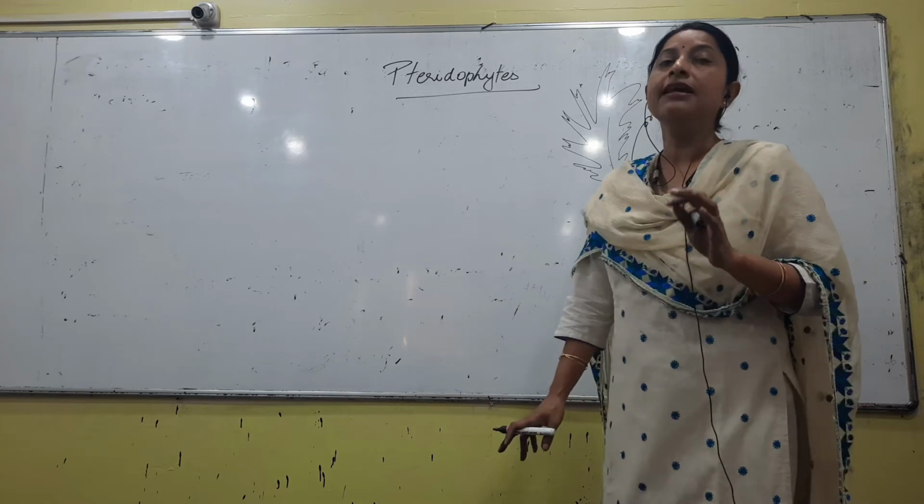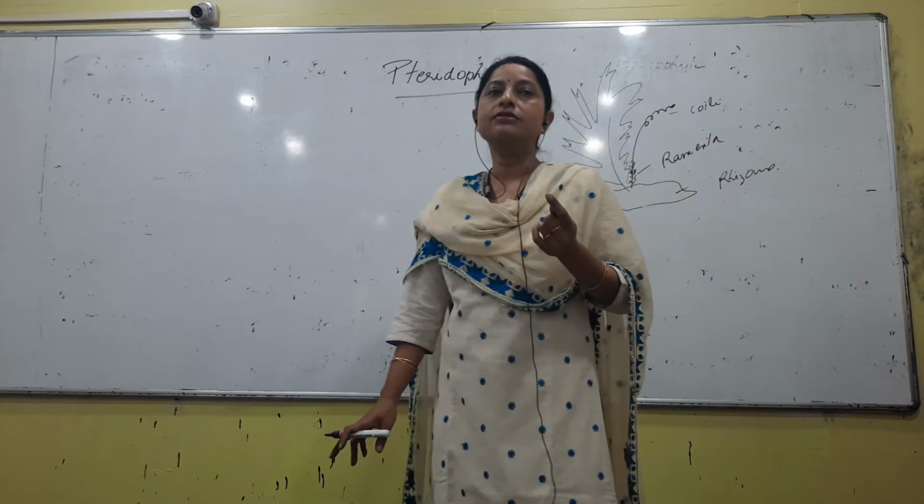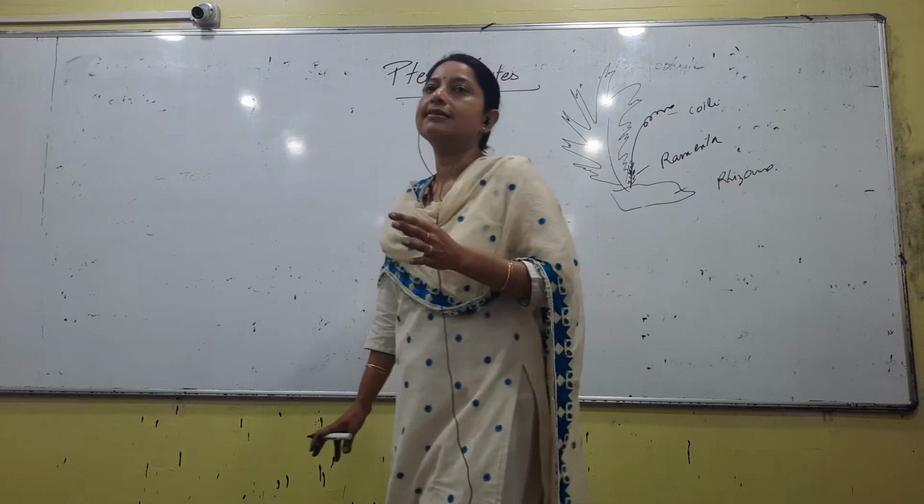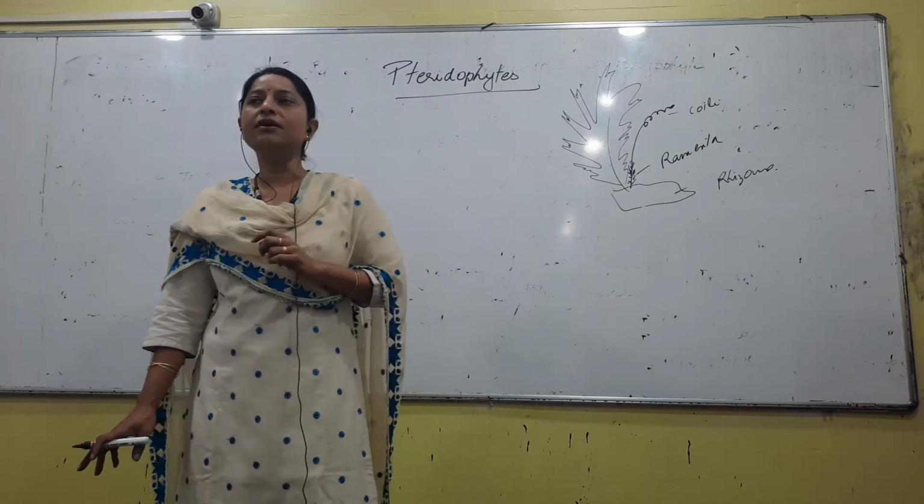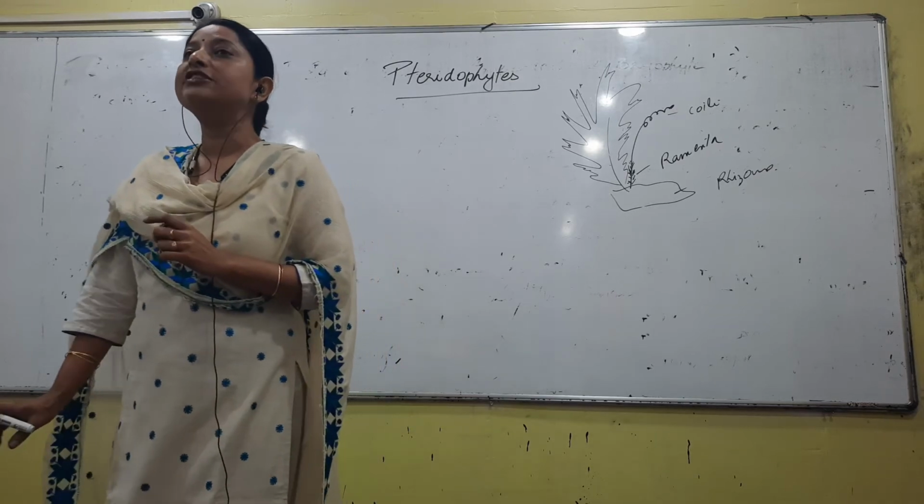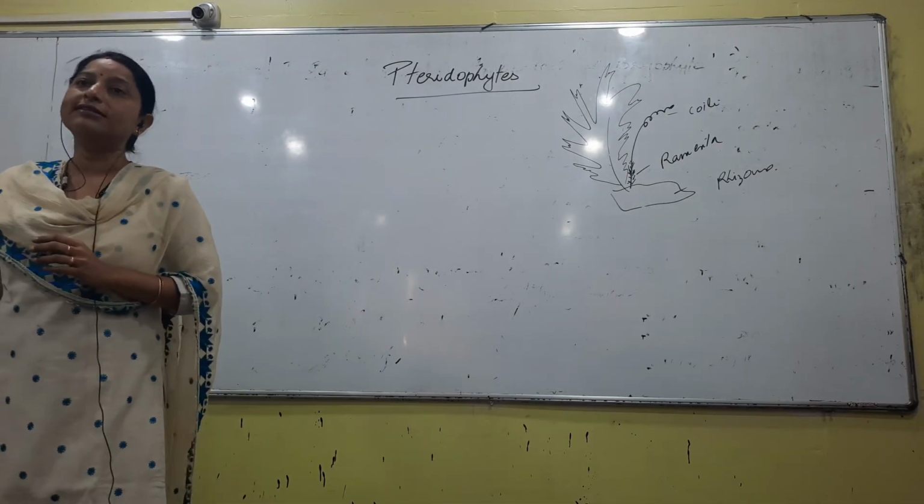What is a sporophyll? Since it bears the spores, it is called a sporophyll and it is also considered as the reproductive leaf. But what is a trophophyll? Vegetative leaf. The type of leaf where there is no spore formation would be called a trophophyll.